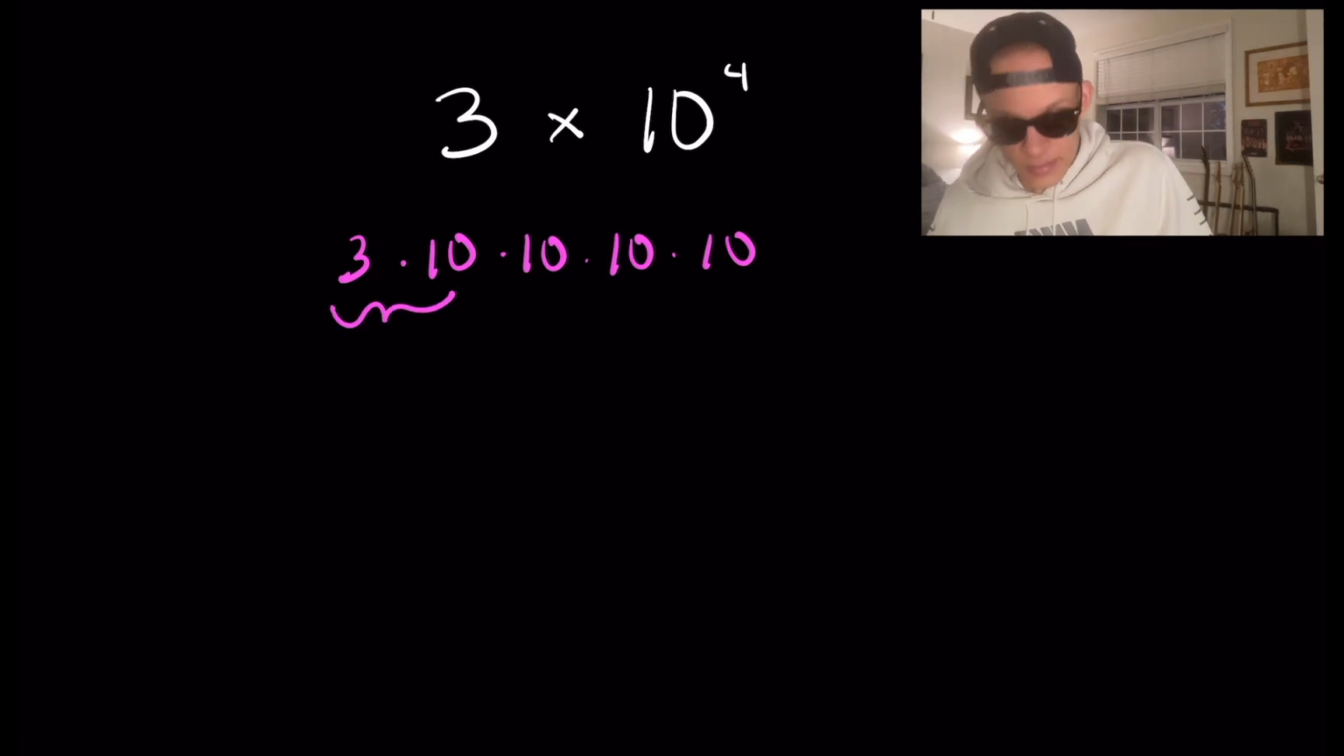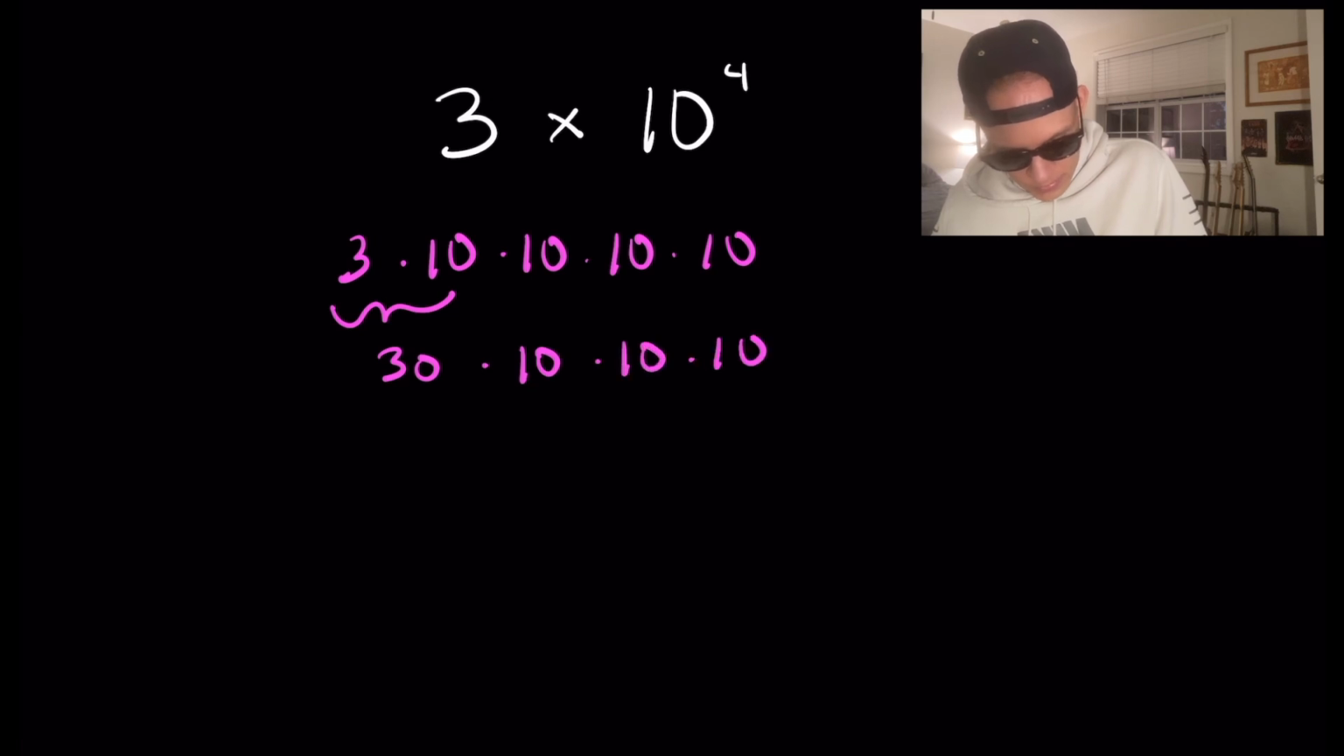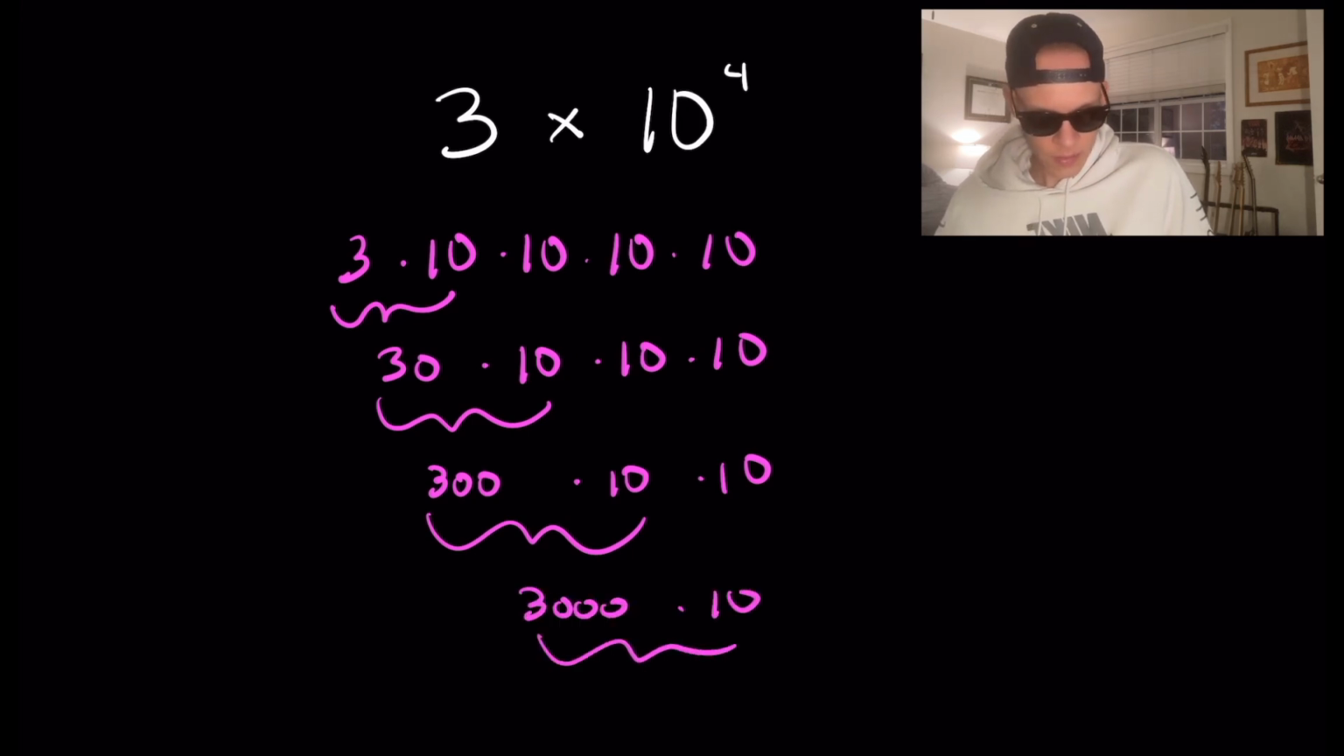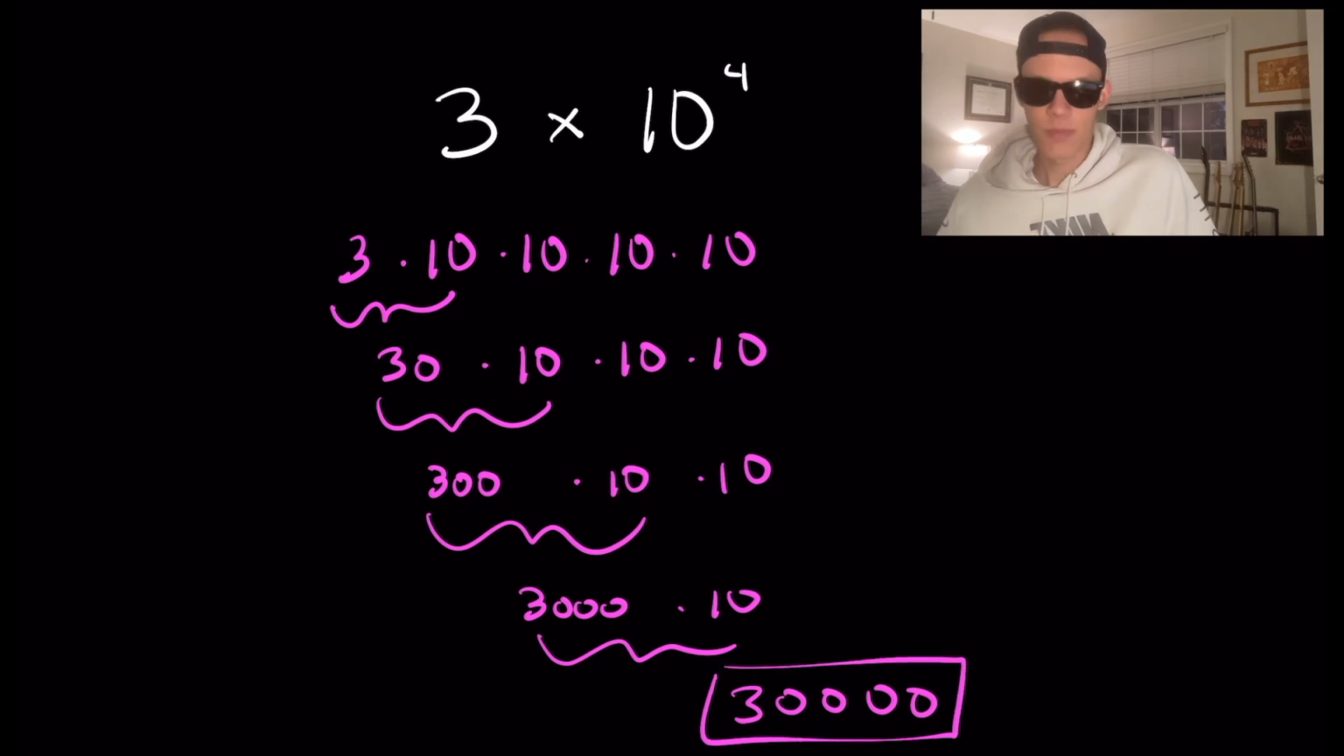So 3 times 10 is 30. And then I'll have times 10 times 10 times 10. 30 times 10 is 300 times 10 times 10. 300 times 10 is 3,000 times 10. And then this 3,000 times 10 is going to give us 30,000. So the shortcut is to move the decimal place to the right, but you can see here this is what's actually going on.